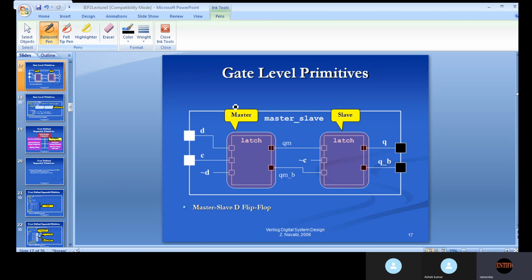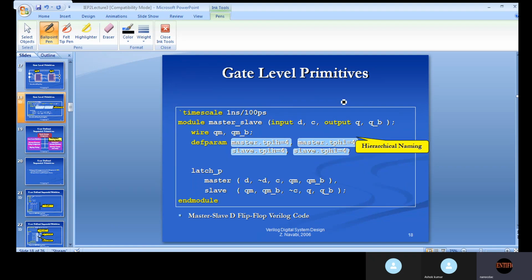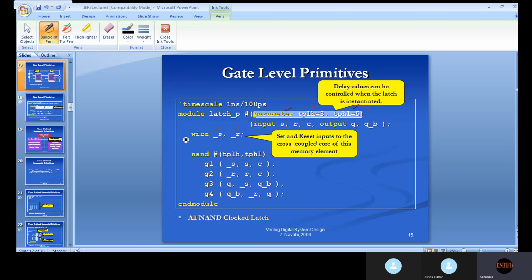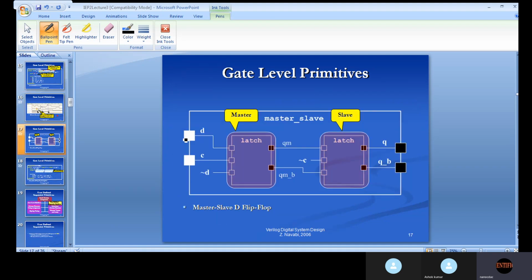So to avoid the race around condition, we will be taking the master slave flip-flop. A master slave flip-flop is nothing special: if you short the two inputs of a JK flip-flop, that will be a D flip-flop. In the D flip-flop, one is the master and the other one is the slave. You can see here you are again using this called defparam. What is defparam? Earlier you used parameter; here you used defparam.